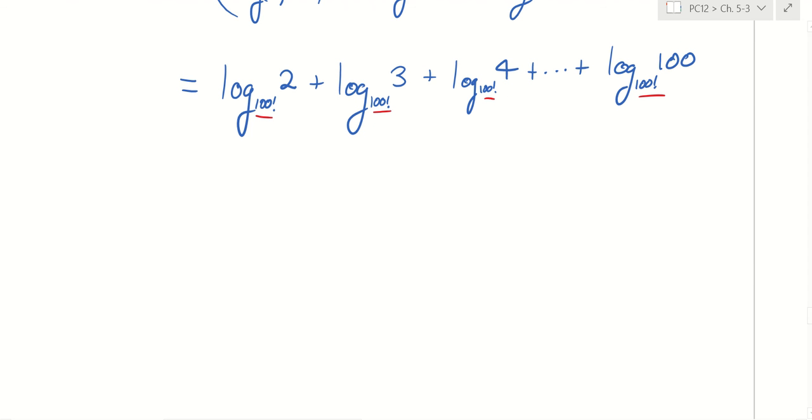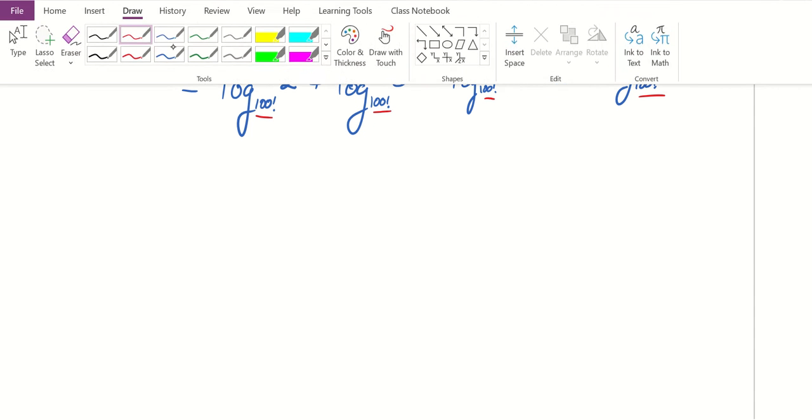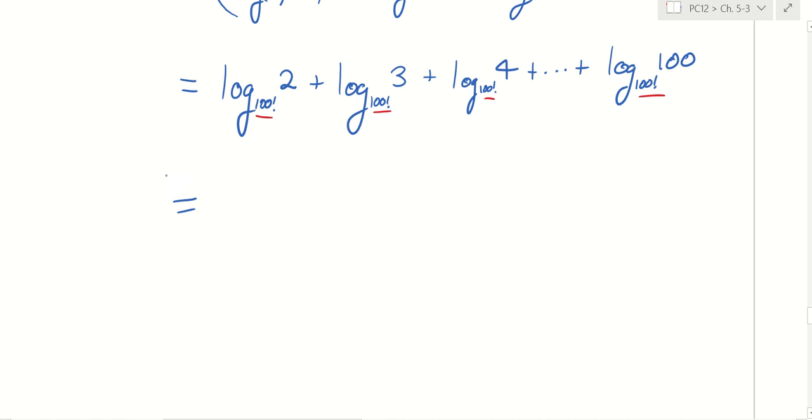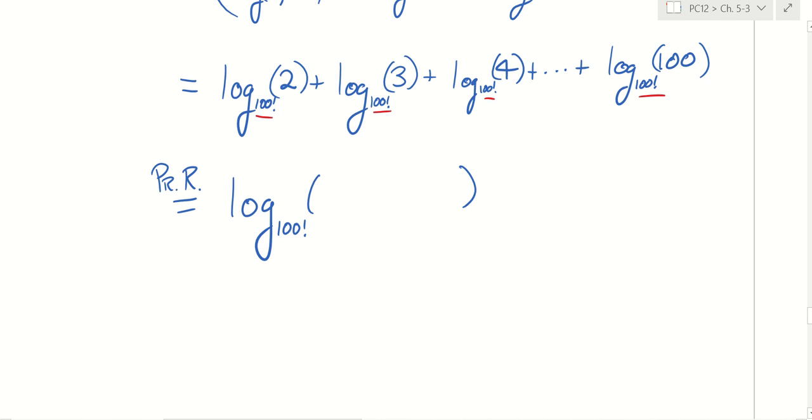has the same base. So what we can do in this case is actually apply the power rule. So not the power rule, pardon me again, the product rule. So all of these logarithms have the same base, and we're taking the sum of all these logarithms. So we can just write that as one logarithm where we take the product of all of their individual inputs. So this is just going to be 2 times 3 times 4 times, and so on, until we get to 100.